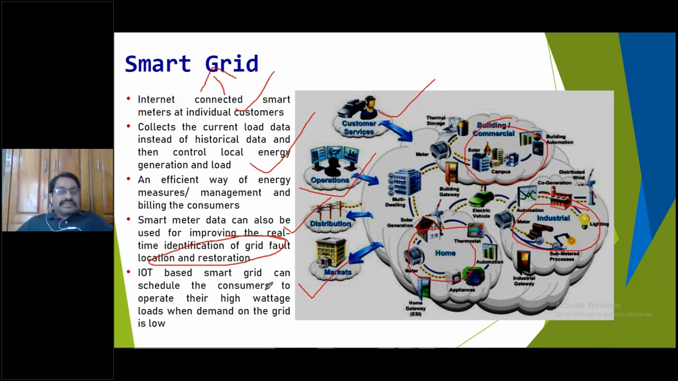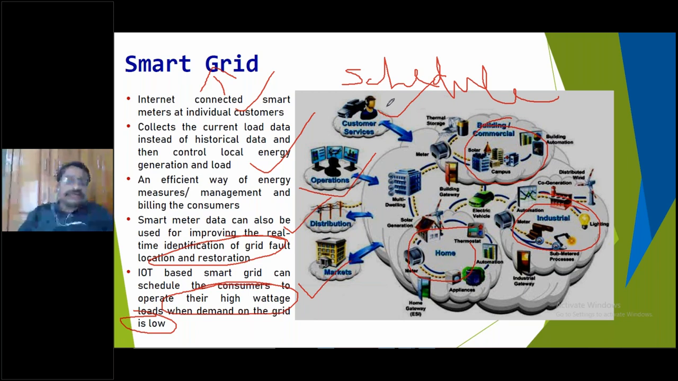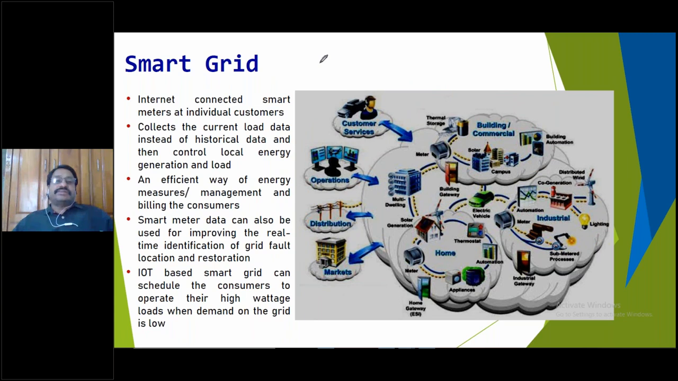The IoT-based smart grid can schedule the consumers' effort to operate their high wattage loads when demand on the grid is low. Because of the sensors, load forecasting takes place, and because of the load forecasting we know peak demand or low demand. So when demand is low, consumers can be alerted or sent a message that you can operate high wattage loads. All this is possible with the help of the interconnection of all the sensors.